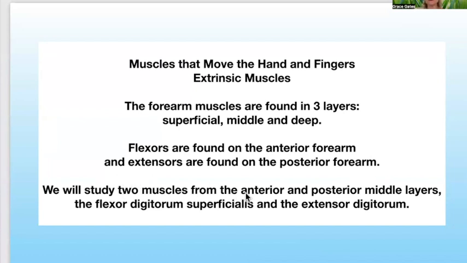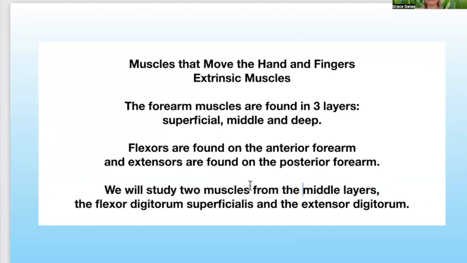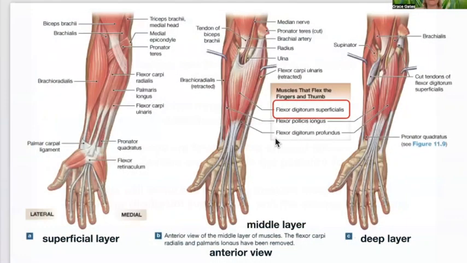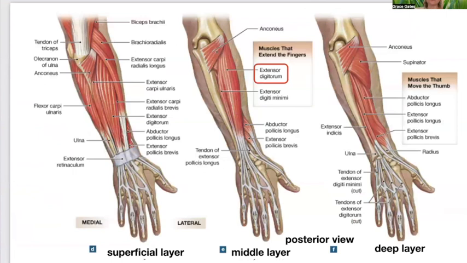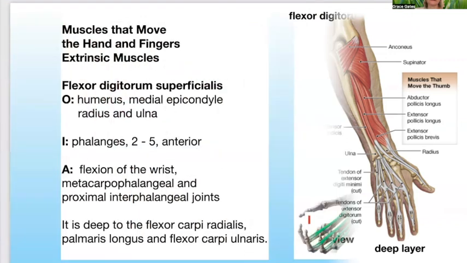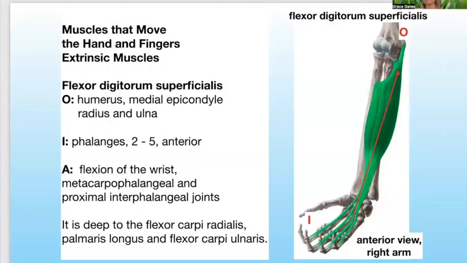We're going to study 2 muscles from the middle layers, one from the anterior layer and one from the posterior layer. From looking at the anterior picture, we're going to look at just one muscle from the middle layer, the flexor digitorum superficialis. And then looking at the next picture, which is a posterior view, we're going to look at one muscle from the middle layer called the extensor digitorum. So we're getting towards the end, folks. And these are the last 2 muscles that you're responsible for.